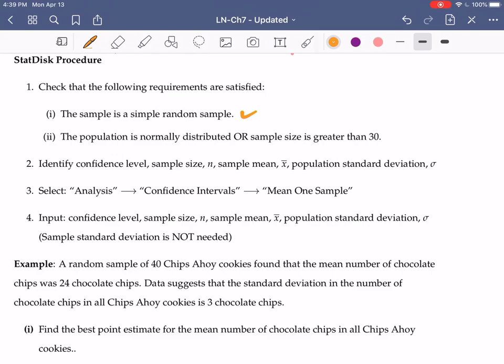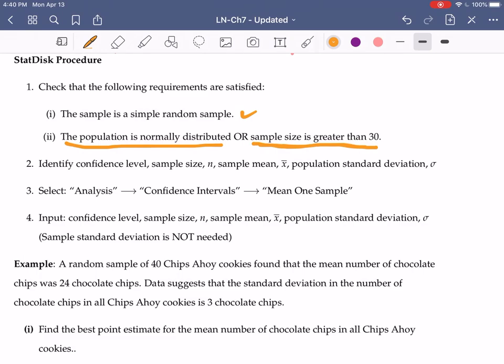Then we need to check to make sure one of the other two things is satisfied. Either the population needs to be normally distributed, or if it's not normally distributed, you need to have a sample size greater than 30. So when we have a sample of 15, we can use these methods to come up with a confidence interval, provided that the initial population was normally distributed. If we have a population that is not normally distributed, but we have 37 things in our sample, then we can still use these methods because our sample size is bigger than 30. So one of those two things has to be true. You could have both of them true.